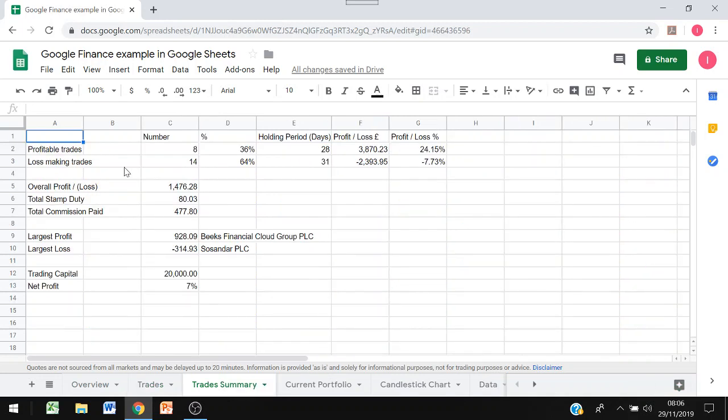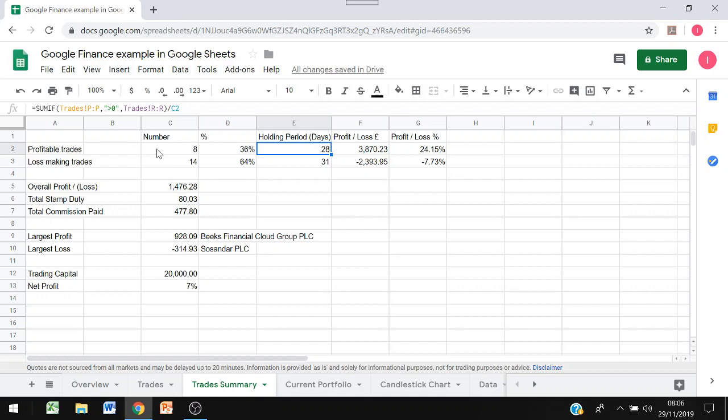Then I put together a summary of all the trades. So I've counted the number of trades that are profitable, counted the number of trades that made a loss, looked at the percentages, looked at the average holding period.